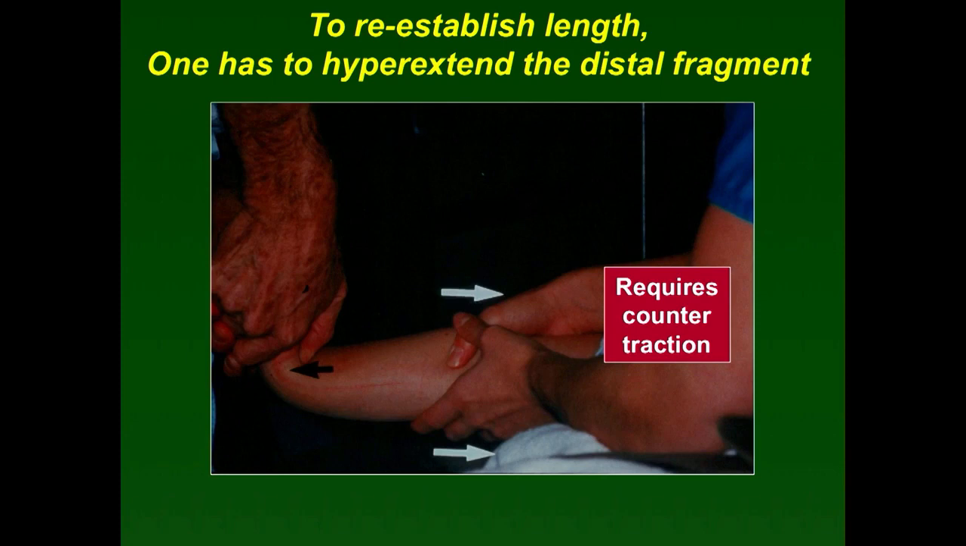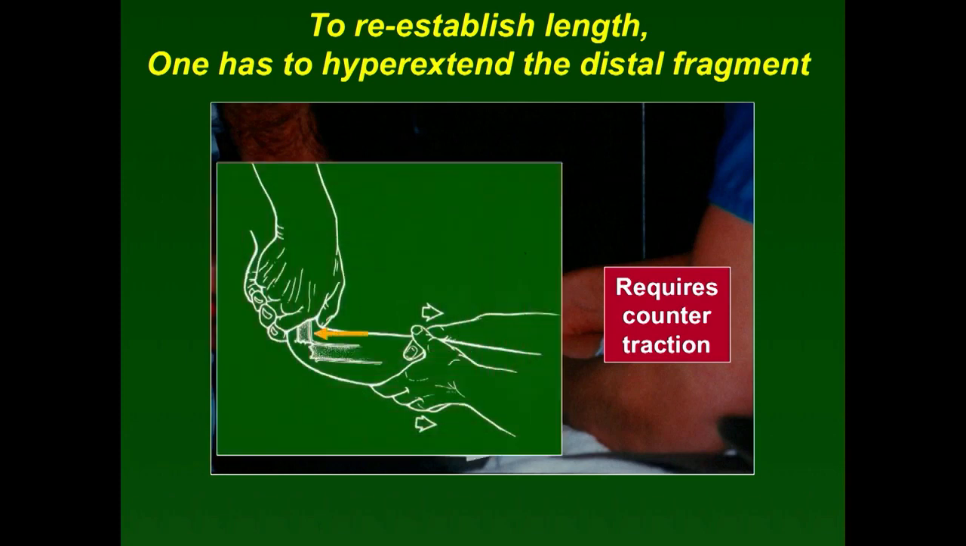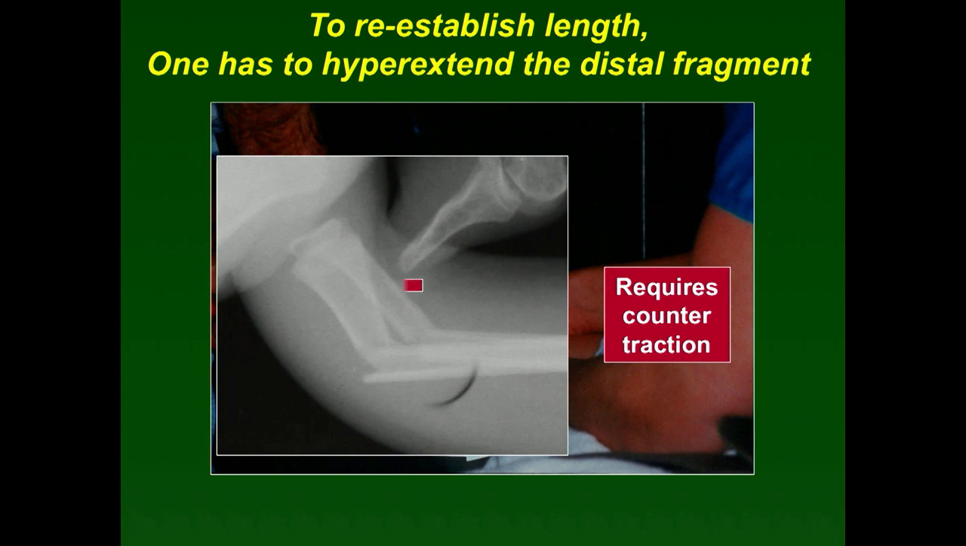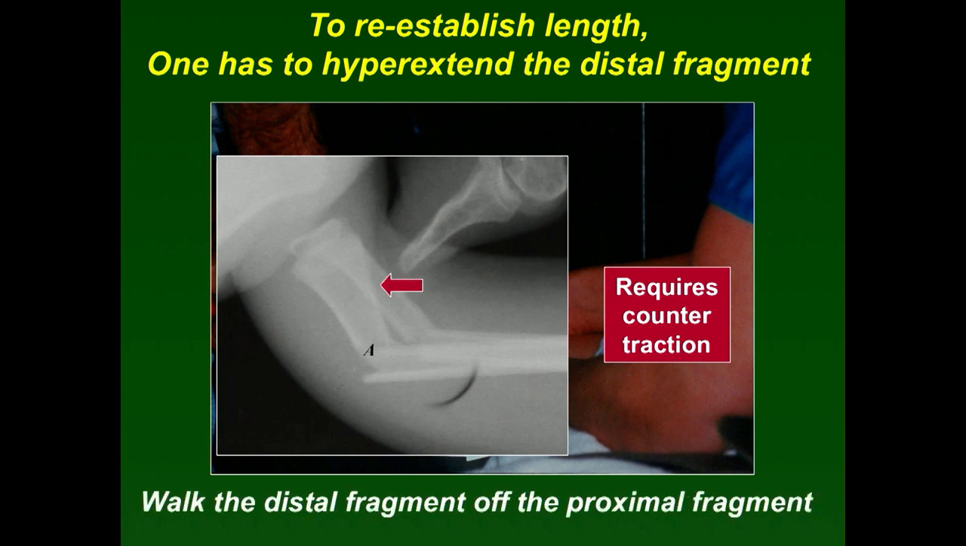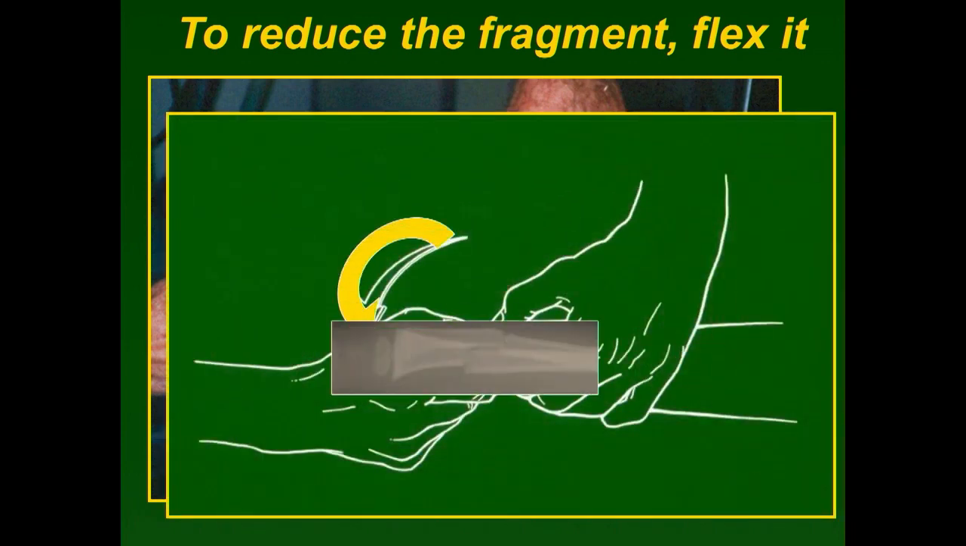You have to hyperextend that distal fragment, and that may require someone to give you a little bit of counter traction. And you have to put your thumb right over that distal fragment, and you have to kind of walk it off the proximal fragment, and you have to first reestablish the length. And then once you've reestablished the length, you have part A and part B. So then once you've reestablished the length, then you flex it. And once you flex it, then you've reestablished A next to B.